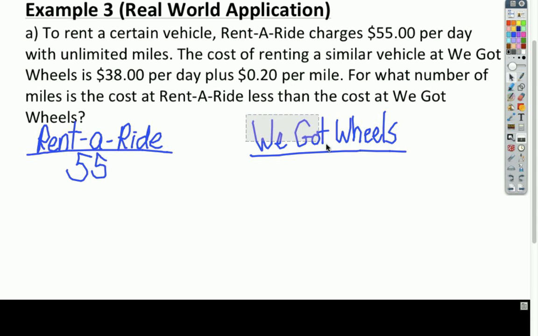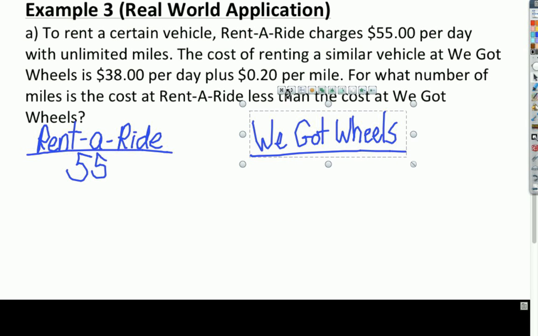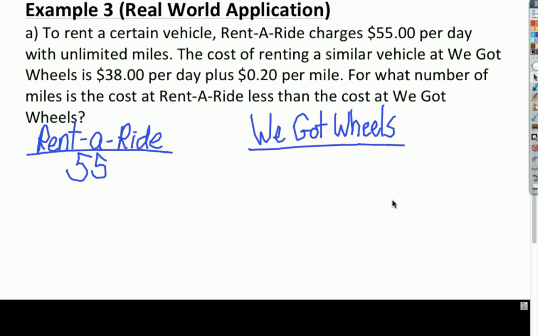So Rent-A-Ride is just $55 for the day. That's it. I don't have to pay any more money than that. I walk into their store, I give them $55, they give me a car, I leave, I drive around, I come back, I drop off the car, and that's it. It's done. We Got Wheels is more complex.